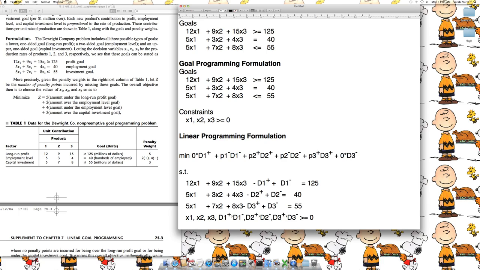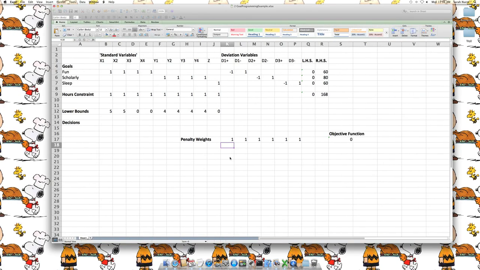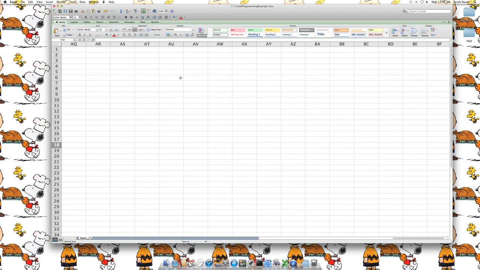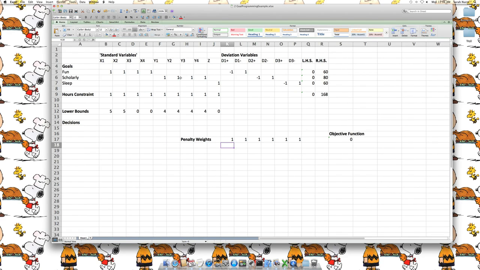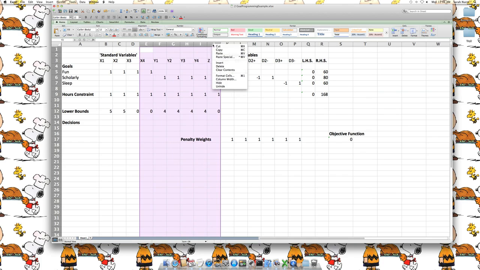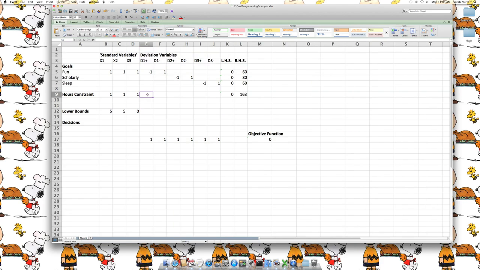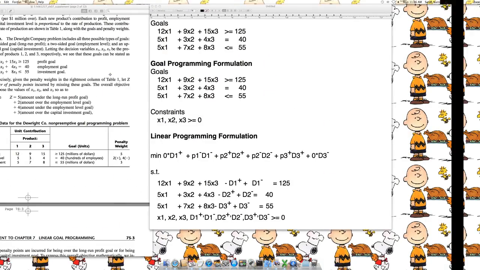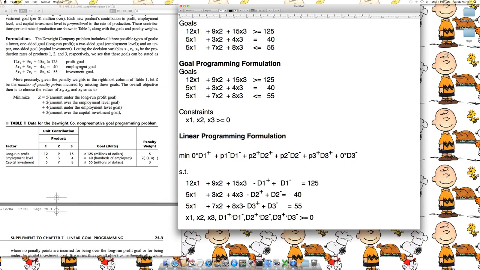And so now I'm going to take this linear programming formulation and plug it into Excel. So all I've done is opened up Professor Sharkey's Excel spreadsheet that he used for class, and I'm going to alter it so it formulates to our problem. So for our problem, we know I only have x1, 2, and 3 variables, so I'm going to delete these columns for these extra variables that I'm not using. I'm going to put back in penalty weights here. And then what are my goals? I have a profit, employment, and investment goal.